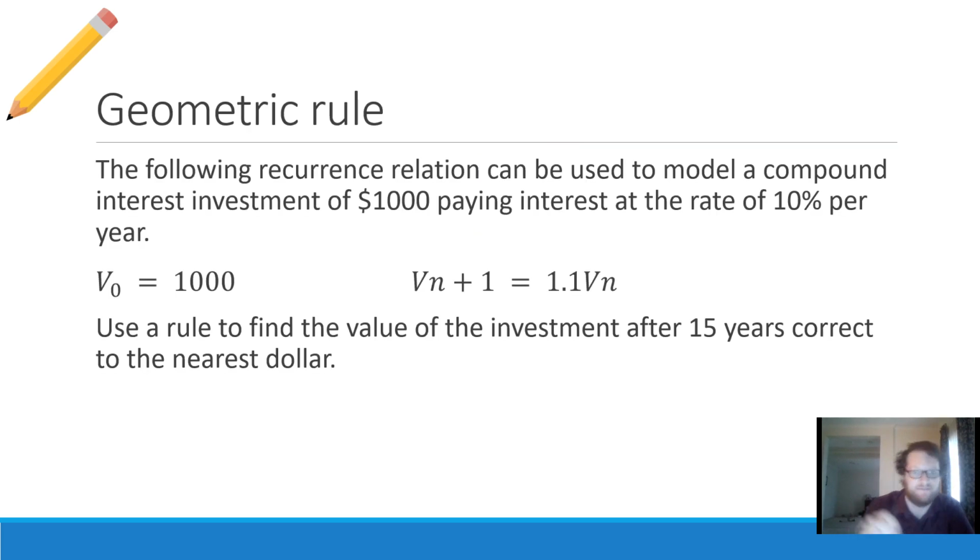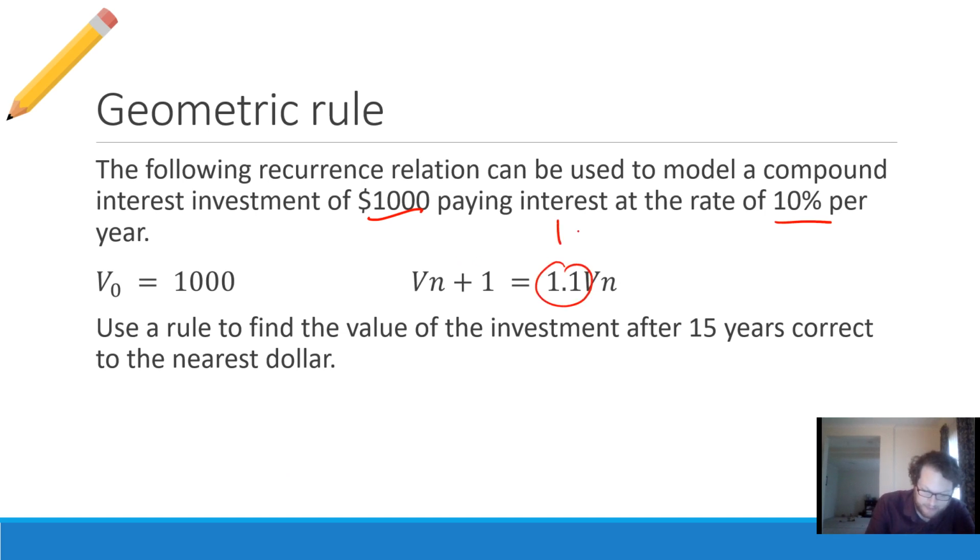How can we use that formula? Well, we're going to do one example. The reason we're only going to do one is because if you look at shrinking the value, it's pretty much the same mathematics. So let's go have a look at this. The following recursion relation can be used to model a compound interest investment of $1,000, paying interest at a rate of 10% per year. So let's grab a look at this. Why have we got 1.1 here instead of 10%?